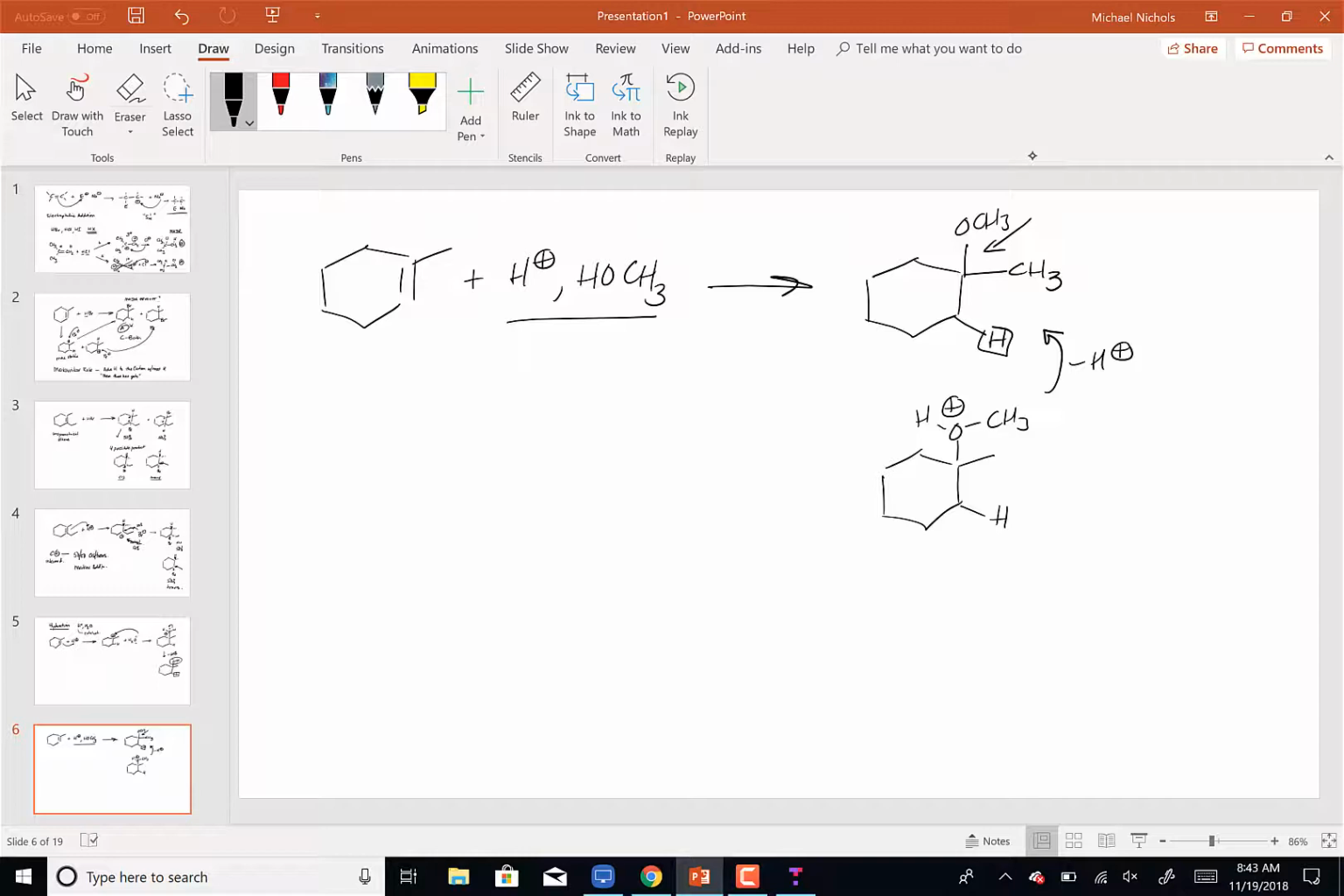But does everybody kind of see the overall pattern here? I'm adding H plus to the least substituted carbon, the carbon with the most hydrogens, making the carbocation, adding the nucleophile. If it's a negatively charged nucleophile, it's done. If it's a neutral nucleophile, make the oxonium ion, lose H plus, get to the final product. But it's Markovnikov addition, 50-50. Okay.